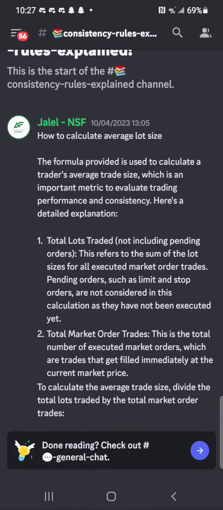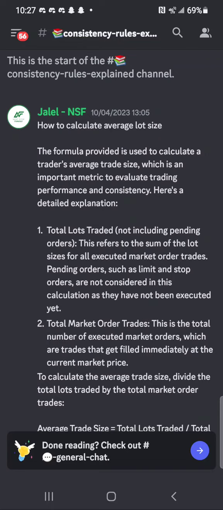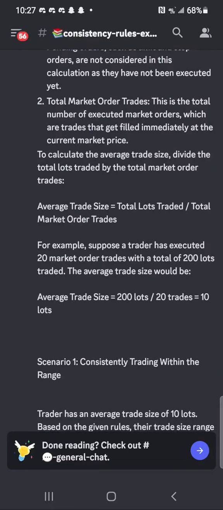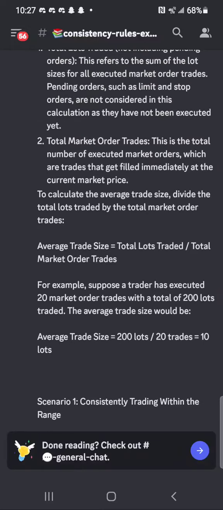Okay, it said total lots traded, not including pending orders. This refers to the sum of. So first, I'm going to teach you guys how to calculate your average lot size. So now this is what the consistency rule is saying.